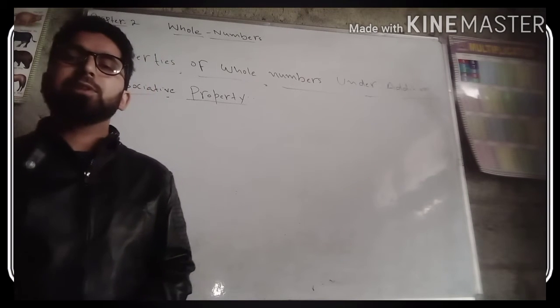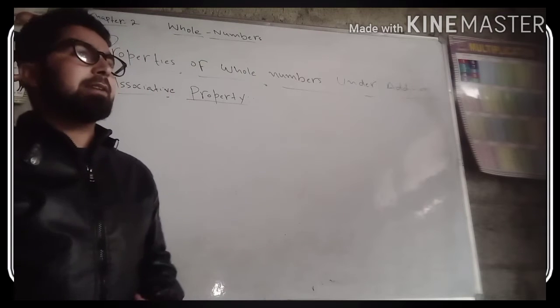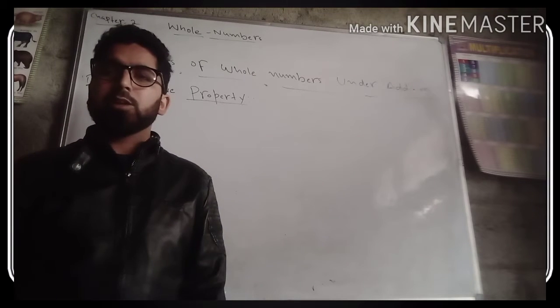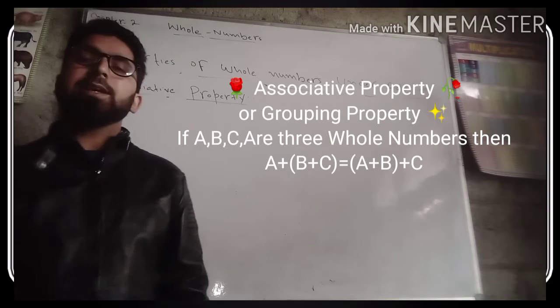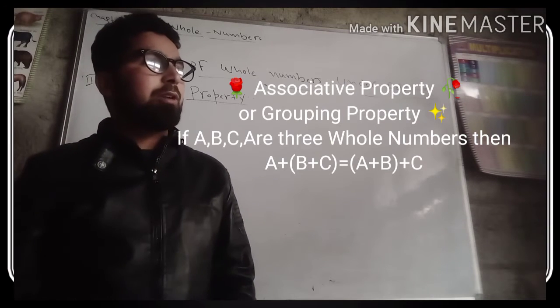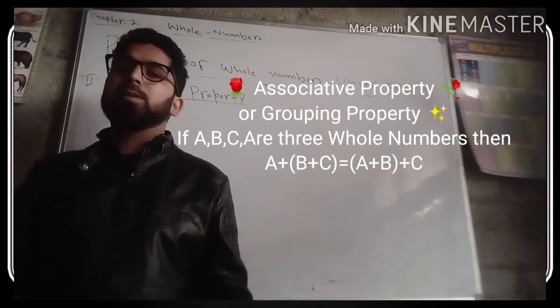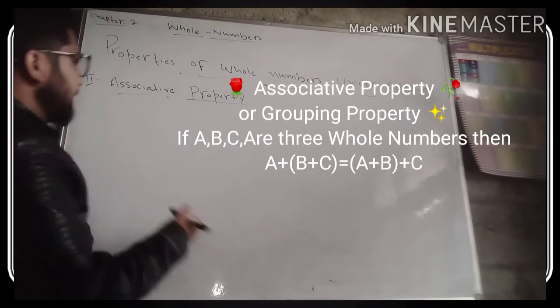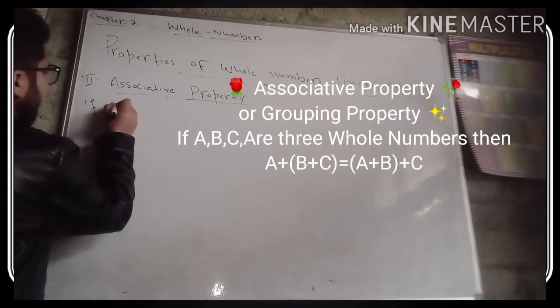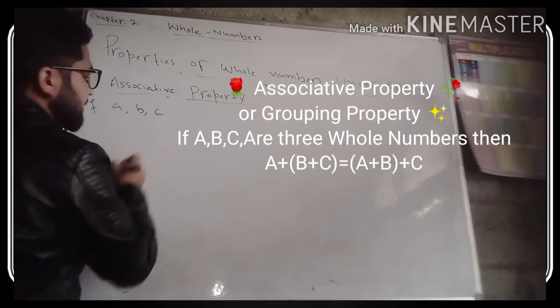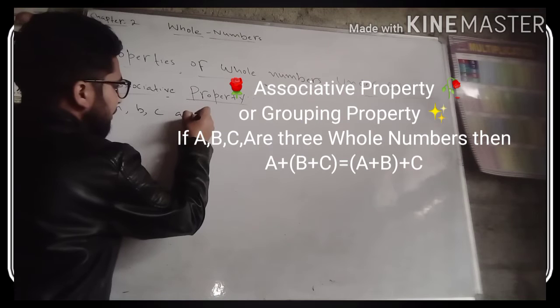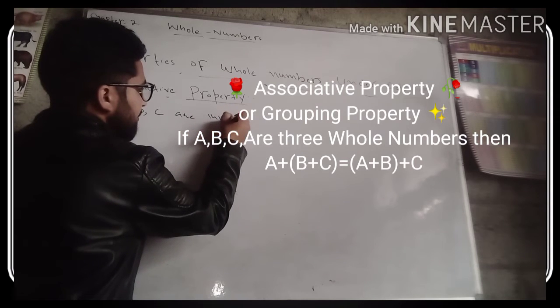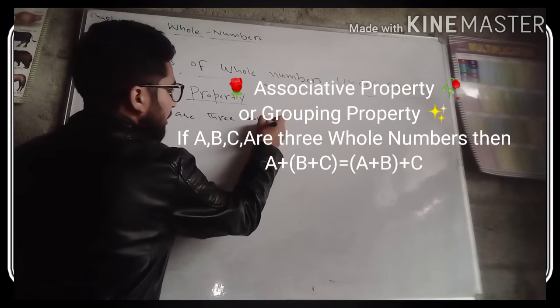Similarly, in associative property, we write that if we have three whole numbers, अगर हमारे पास तीन whole number होंगे, say a, b and c, then if we add them from both sides, we will get the same result. Suppose I am going to write here: if a, b and c are three whole numbers.